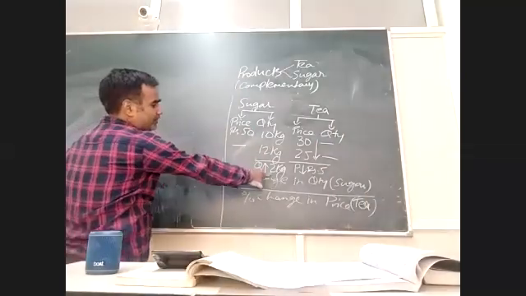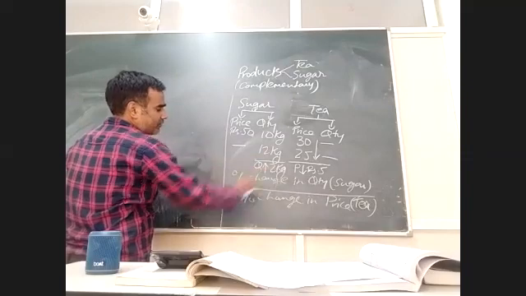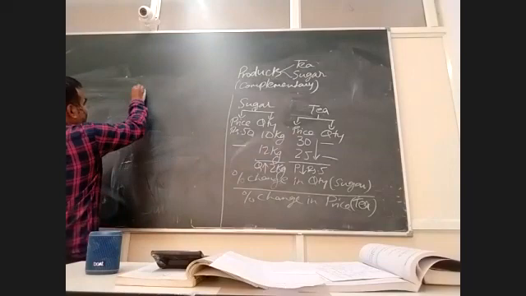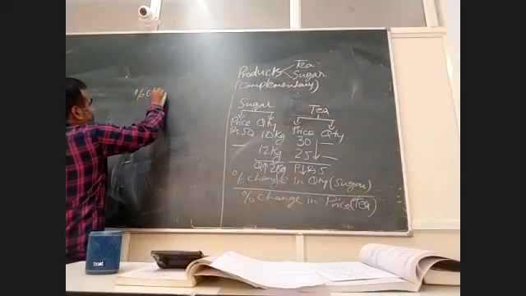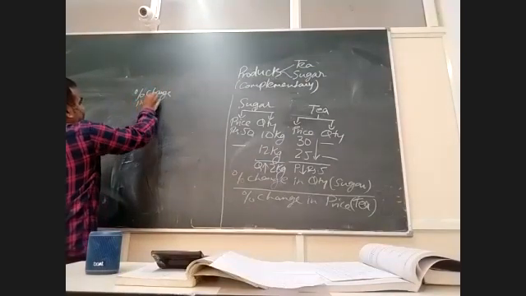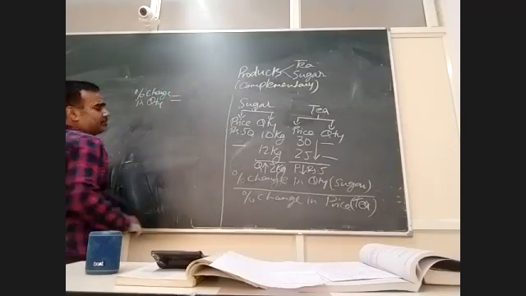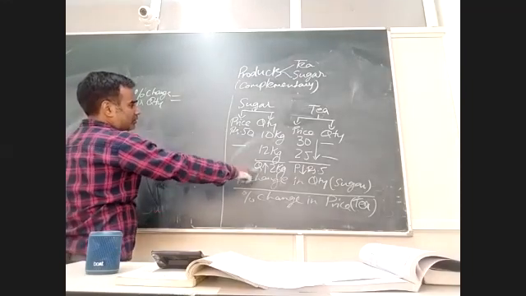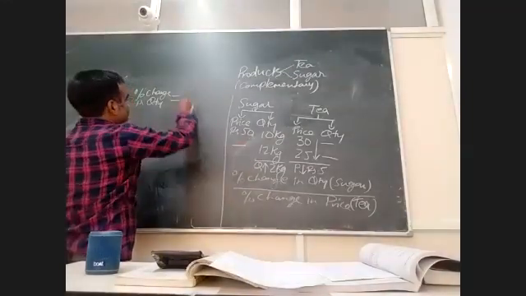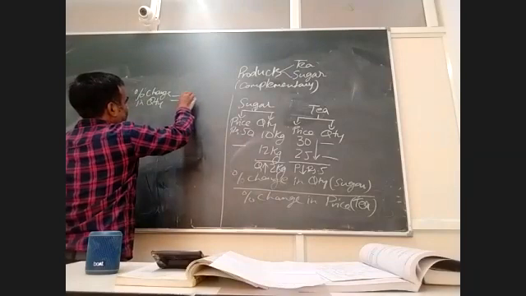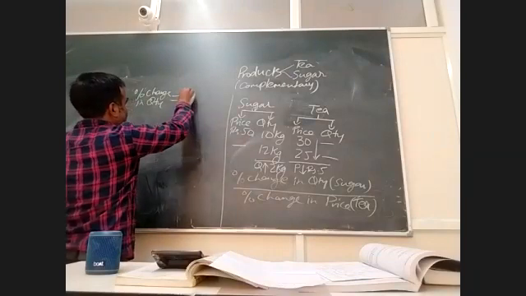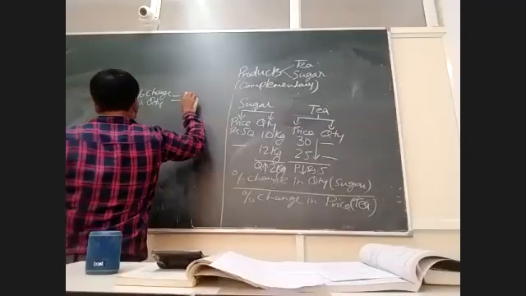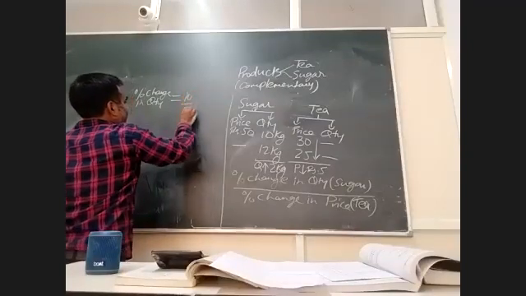So this is not given in percentage. 2 kg and rupees 5 is not given in percentage. So how do we find percentage change in quantity? That is change in quantity divided by original quantity into 100.